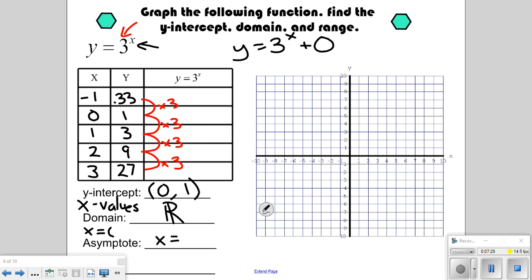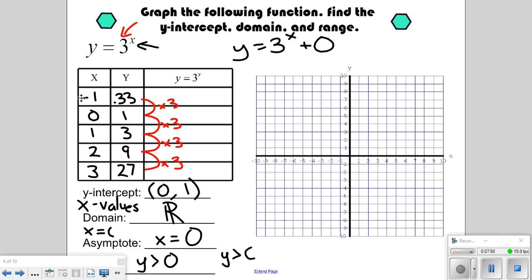The final thing that we have is the range. The range is always going to take the form of y is greater than whatever your asymptote is. And in this case, we already know our asymptote is 0, so our range is going to be y is greater than 0.